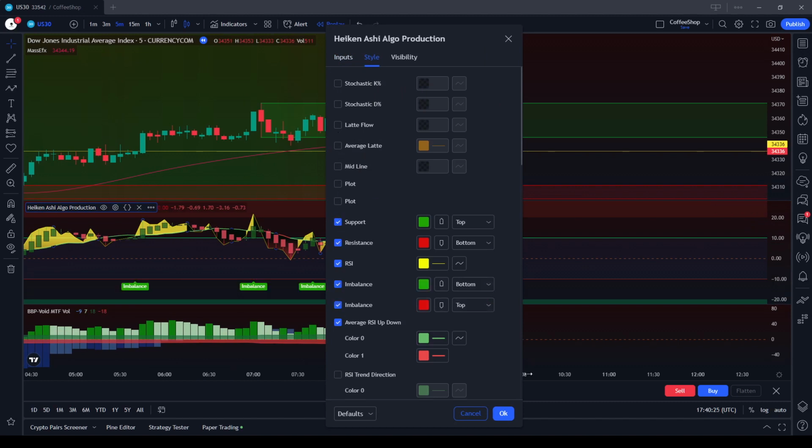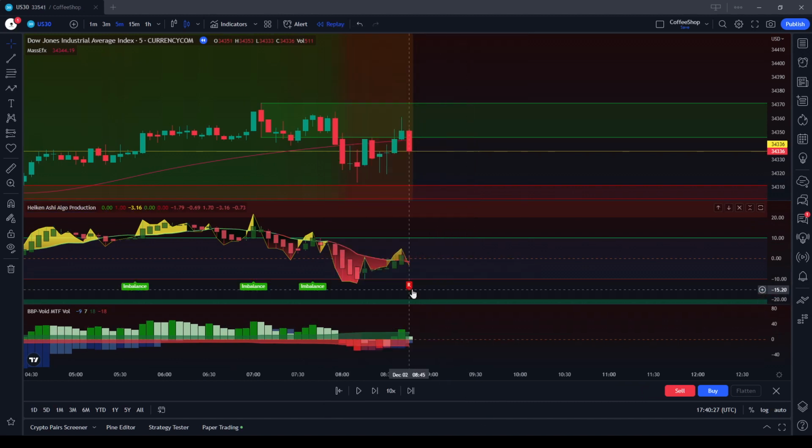I have imbalance here and imbalance here. Okay, so here is resistance. If I get imbalance afterwards, that's when I start doing something, and I'll show you how that works.